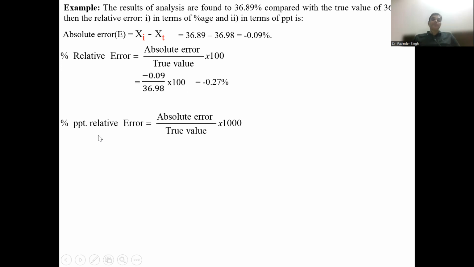Next one, in terms of the PPT, parts per thousand. Just put the values here. The answer comes out to be minus 2.7 ppt.